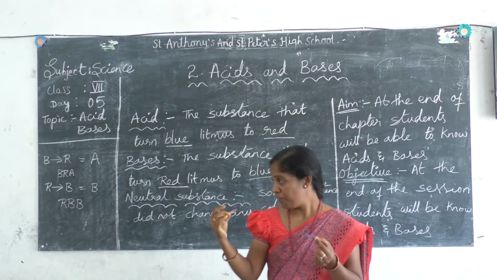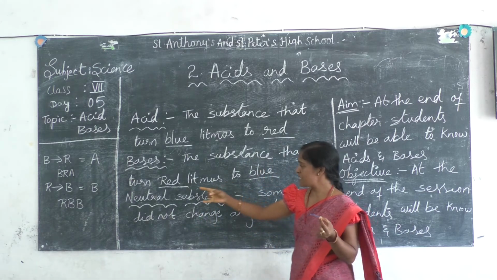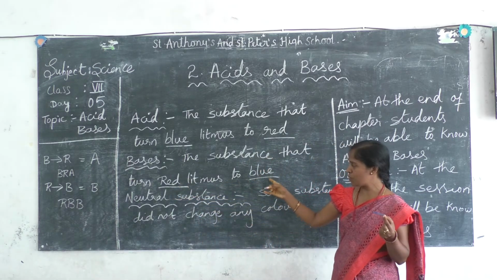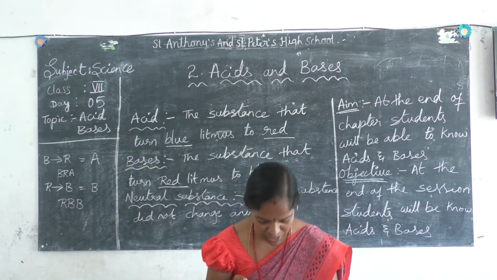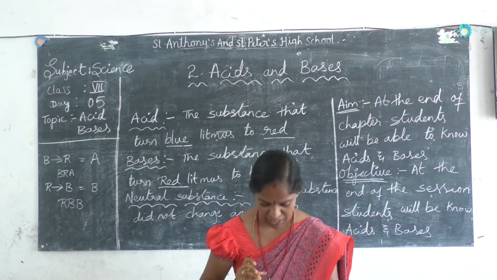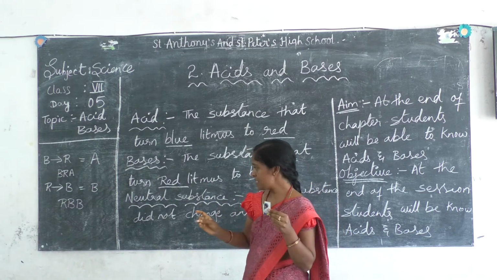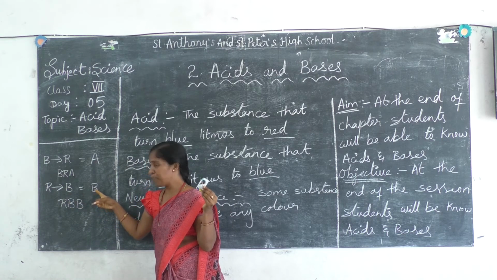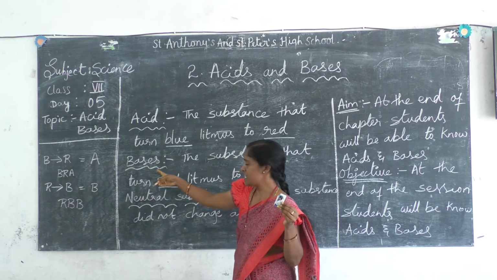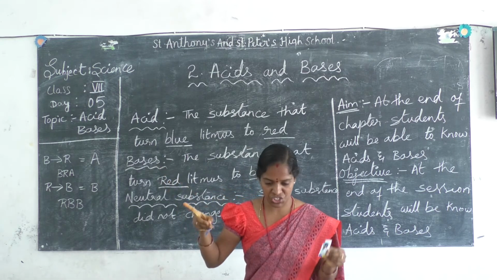That means here we are using a base. Red litmus is turning into blue, so it is a base. That means the shampoo is a base. Red is changing to blue, so it is basic in nature.